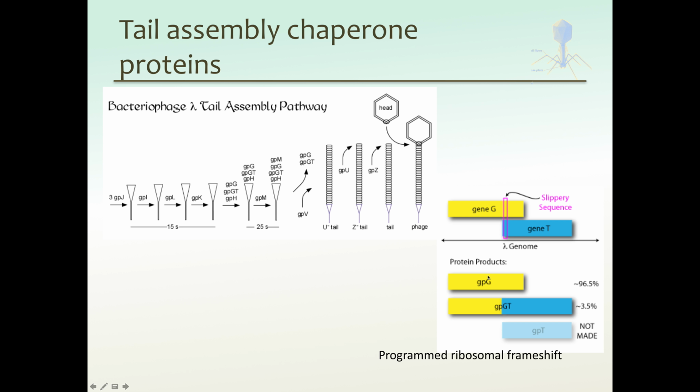So here's another thing that you can look for in your genome annotations. Can you find the tail assembly chaperone proteins? And in some cases, you're going to be able to annotate the slippery sequence and where this frameshift occurs. In some of the newer genomes, such as QUK, this may be harder to determine, but you will likely find these tail assembly chaperone proteins.